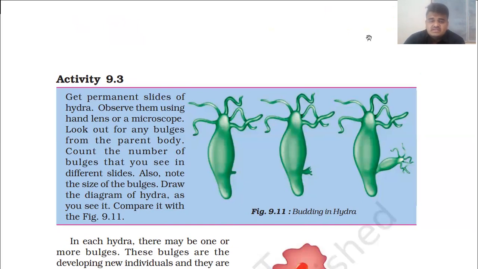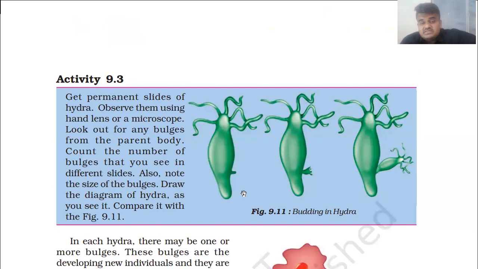Bulges, it simply means, see here in all these three. This is a bulge, and after this you get some development in the bulge. This one is almost developed, like the buds in yeast. Bulges simply mean some bump on a flat surface, or something protruding from a flat surface. So look out for any bulges from the parent body. You can observe here.